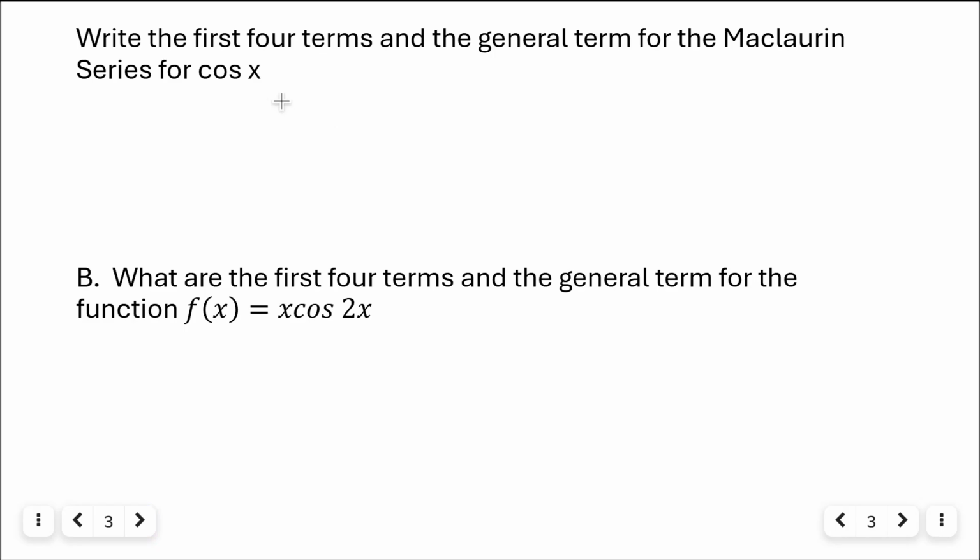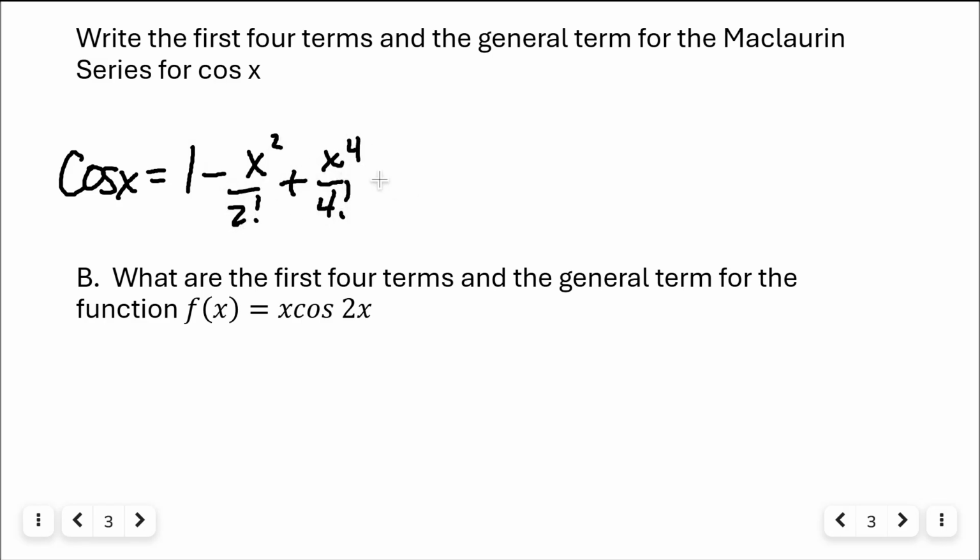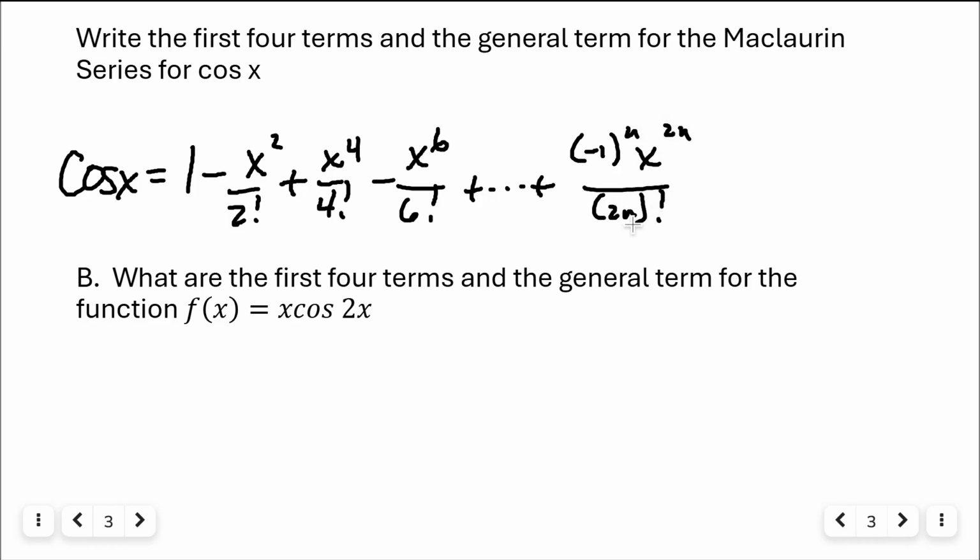Okay, let's write the first 4 terms in the general term for the Maclaurin series for cosine. All right, so let's start with that. Cosine x, let's see. So cosine x is 1 minus x squared over 2 factorial plus x to the fourth over 4 factorial minus x to the sixth over 6 factorial. And then the general term is negative 1 to the n, x to the 2n over 2n factorial, right? It's the derivative of the series we just had up for sine x. Okay? All right. And again, all these terms I could get by deriving the sine x terms if I wanted to.